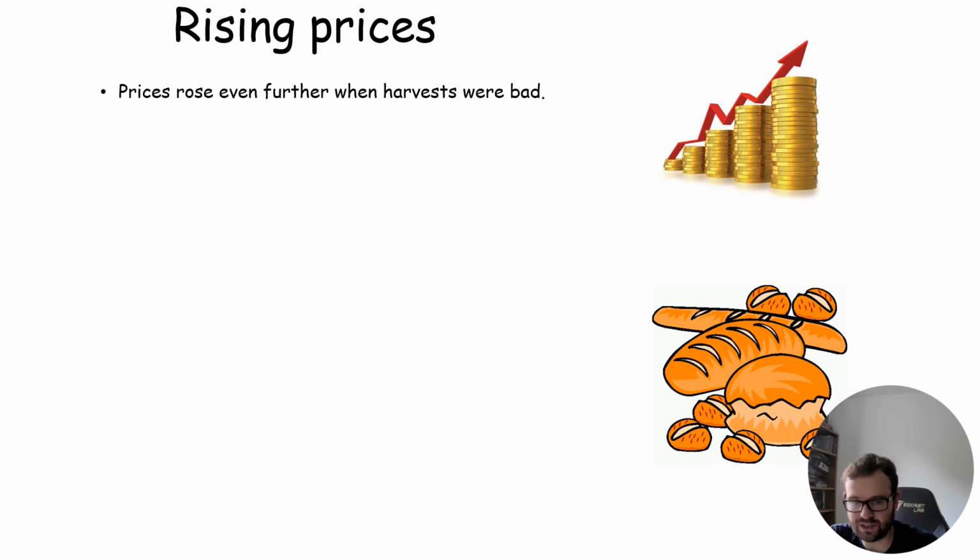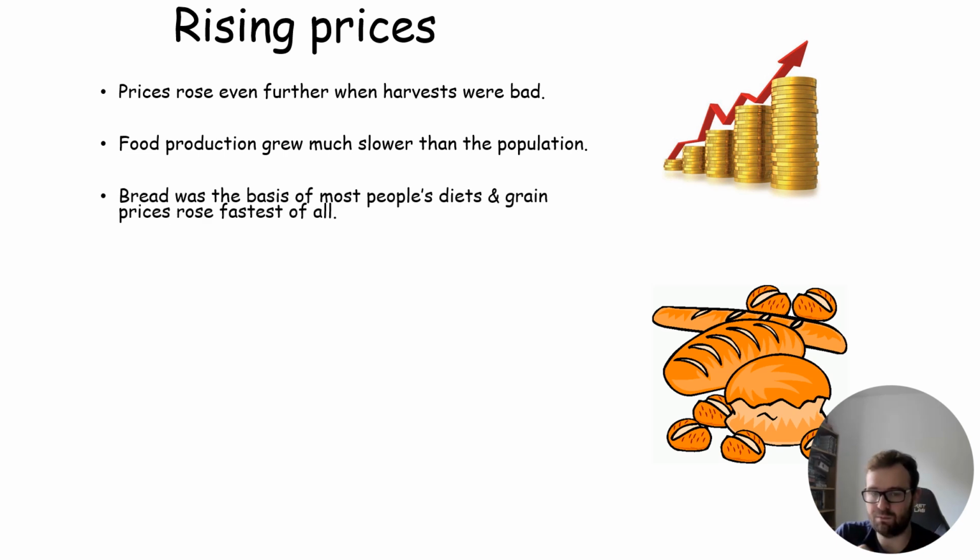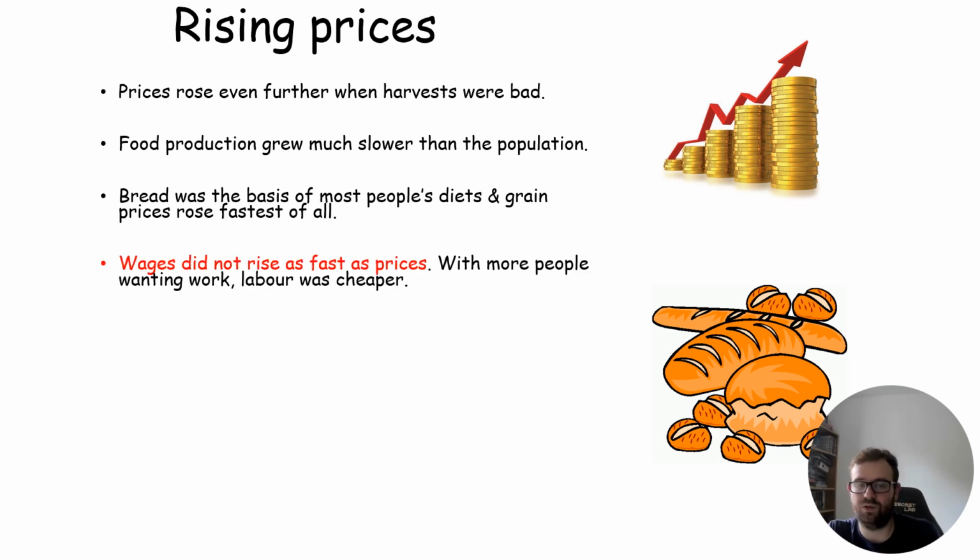So the rising prices, so they're rising when the harvest goes bad. Merchants are selling food at a higher price because there's more demand. Food production grows slower than the population, so you need more food, but the food production output isn't increasing to match it. So this is going to be a problem. Less food to meet the needs of the people. Bread was the basis for diet, and grain prices rose fastest of all.